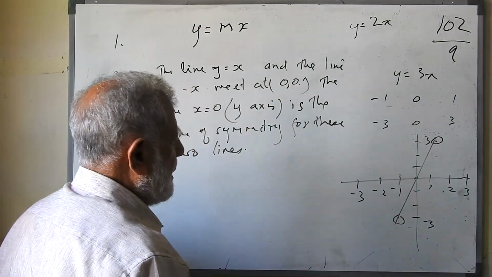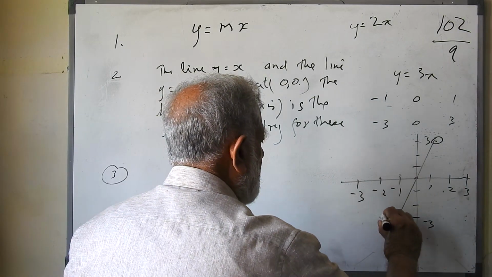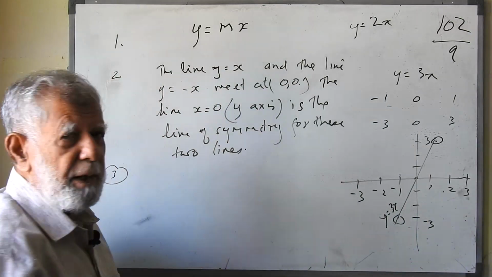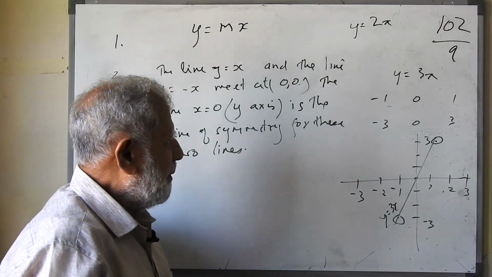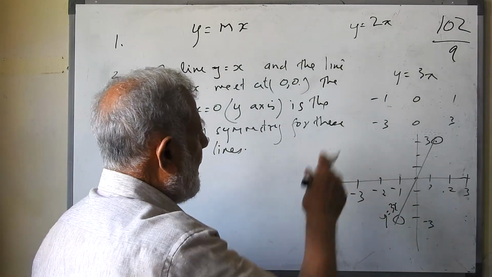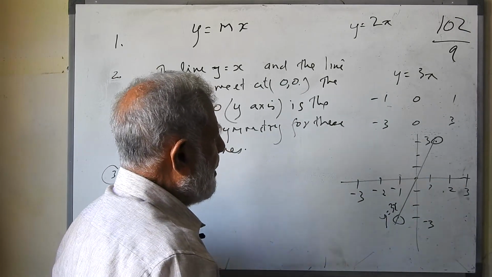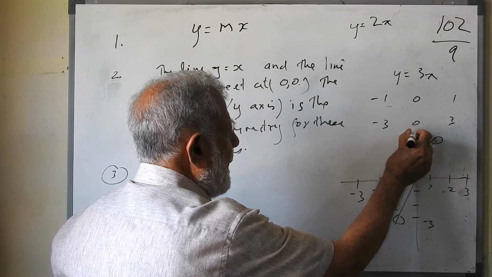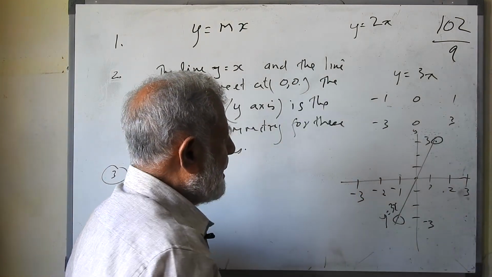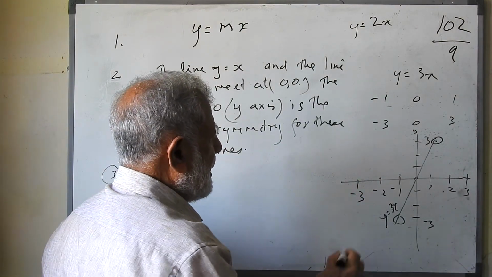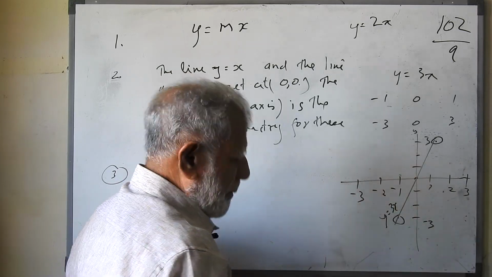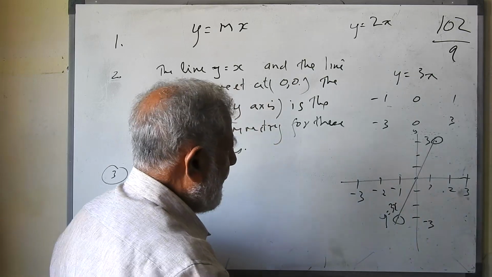Now this is the line y is equal to 3x. Now if you want to draw the line y is equal to minus 3x, we need not draw a table like this, but we know that this is the y-axis, x equals 0. The y-axis is the line of symmetry. So if this is the line of symmetry, then this angle should be equal to the angle of the other line. So what you have to do is only measure this angle.